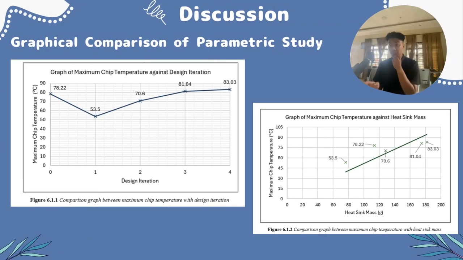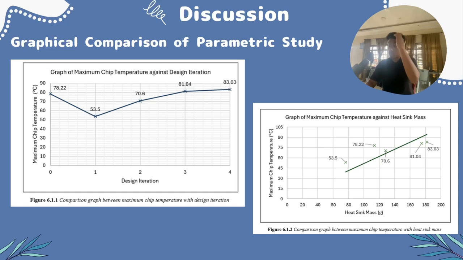The discussion part. First is a graphical comparison of the parametric study. The first graph is maximum chip temperature against design iteration. As you can see here, for design iteration 0, which is the base iteration, the maximum temperature is 78.22. Design iteration 1 is 53.5 degrees Celsius, design iteration 2 we got 70.6, design iteration 3 we got 81.04, and design iteration 4 we got 83.03.